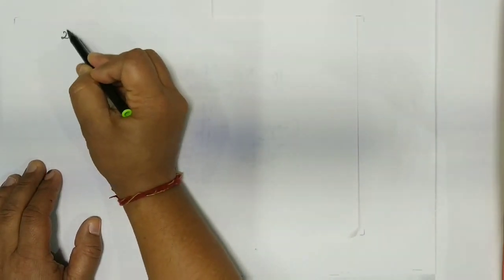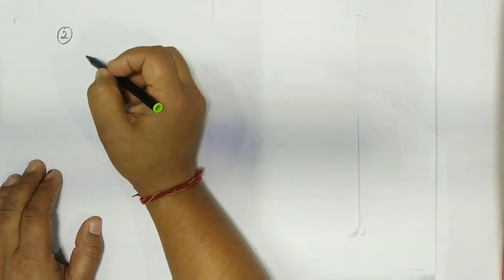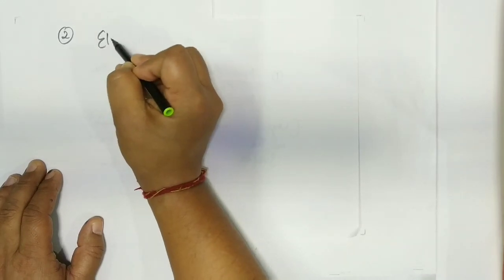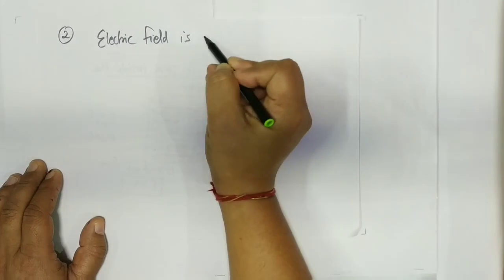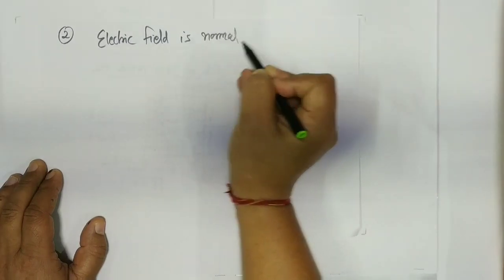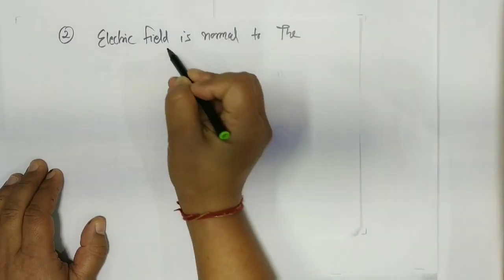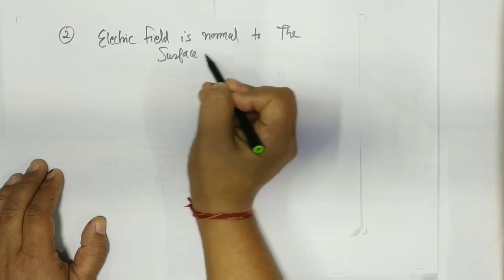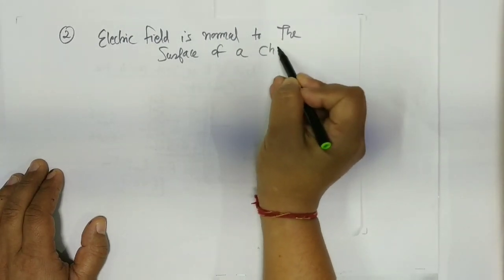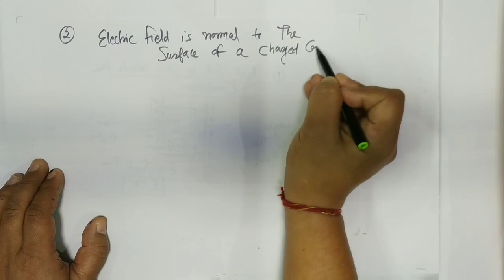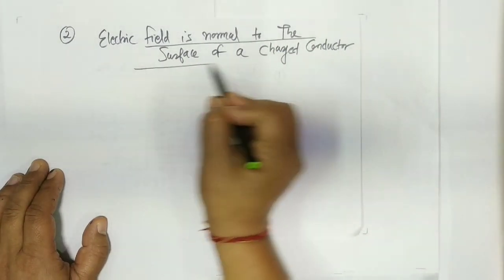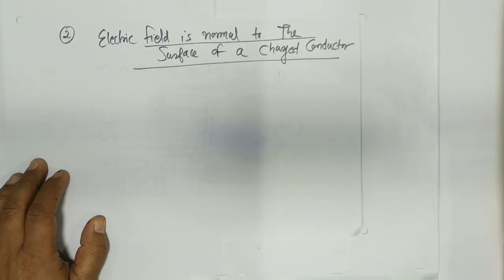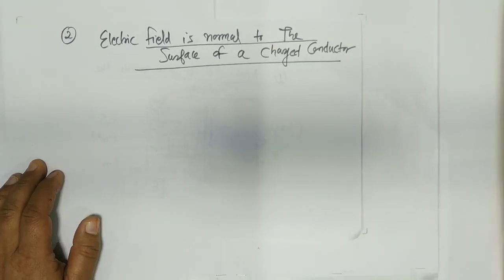Second is that just outside the surface of a charged conductor, the electric field is normal to the surface of a charged conductor. This also we have discussed. Electric field lines are normal to the surface, to the equipotential surface. And this is also very simple.